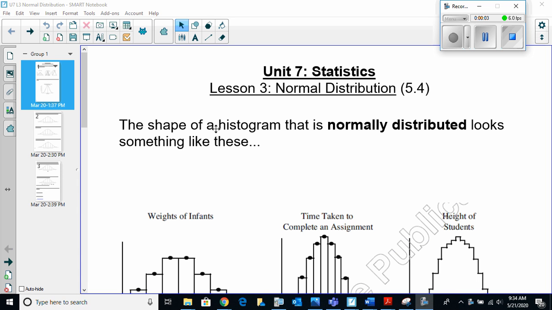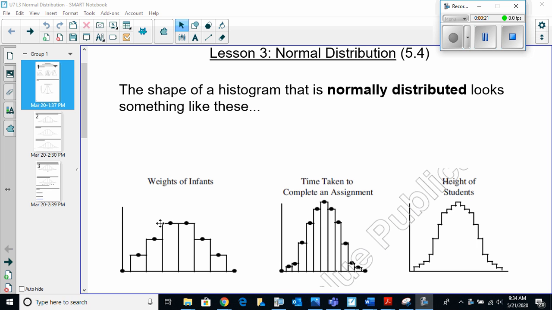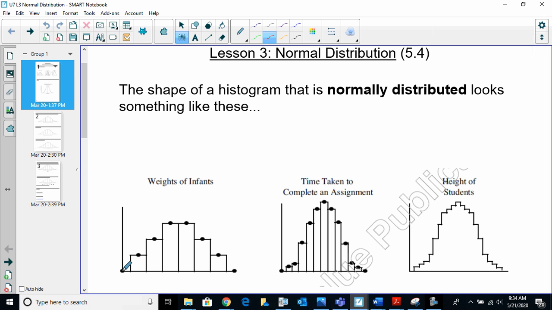Okay, today we will talk about the normal distribution. When we draw the histogram, if the histogram follows a shape that looks like a bell curve, then this is called a normal distribution. Some examples of histograms that you see here, like the weight of infants, time taken to complete an assignment, and the height of students, show the shape of a bell curve.